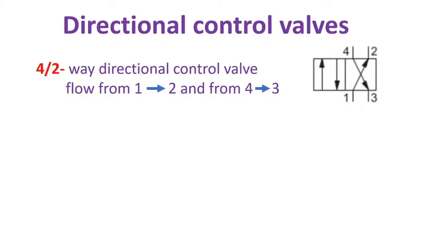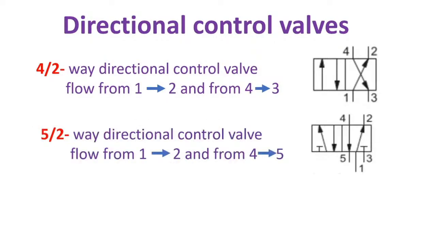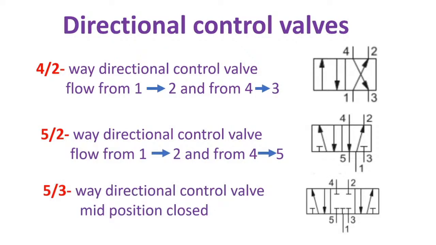The next one is a four-two-way directional control valve, with flow from 1 to 2 and from 4 to 3. The next one is a five-two-way directional control valve, with flow from 1 to 2 and from 4 to 5. Next, a five-three-way directional control valve, mid position closed.